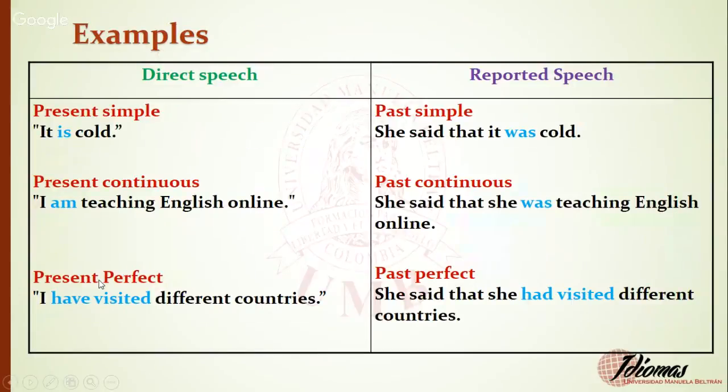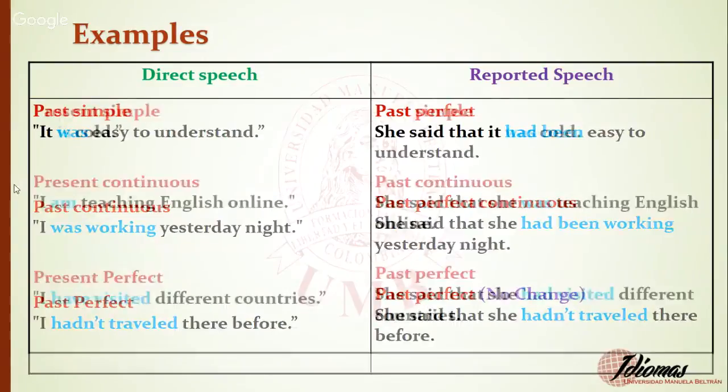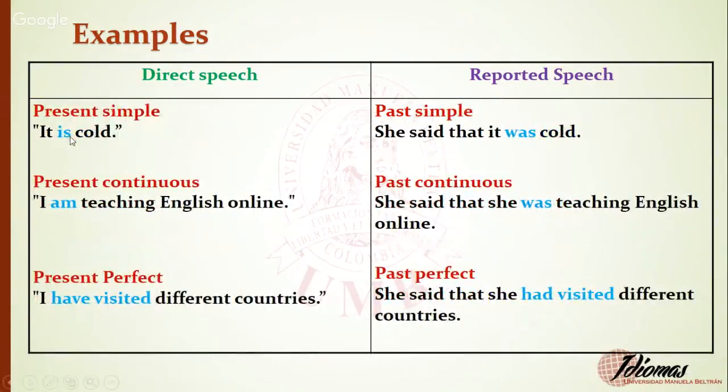Okay, let's see some examples so we can clarify this explanation a little more. In present simple, we have: it is cold. In past simple: she said that it was cold. As you can see right here, we're going to focus on the words in blue. We have in blue verb to be in present, verb to be in past. Present continuous, past continuous, present perfect, past perfect. I'm teaching English online. She said that she was teaching English online.